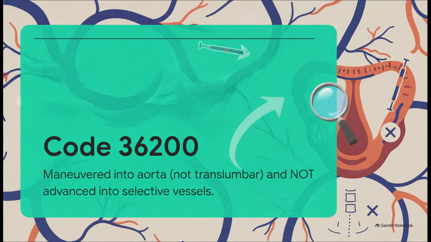So basically, we have 2 massive conditions we have to satisfy here. First, it's non-selective, meaning it just stops right there in the aorta. And second, the access point is huge. If the approach was translumbar, entering through the lower back, this code just gets completely thrown out the window because that is a totally different surgical pathway. It literally has to be from any access point other than translumbar for 36200 to work.